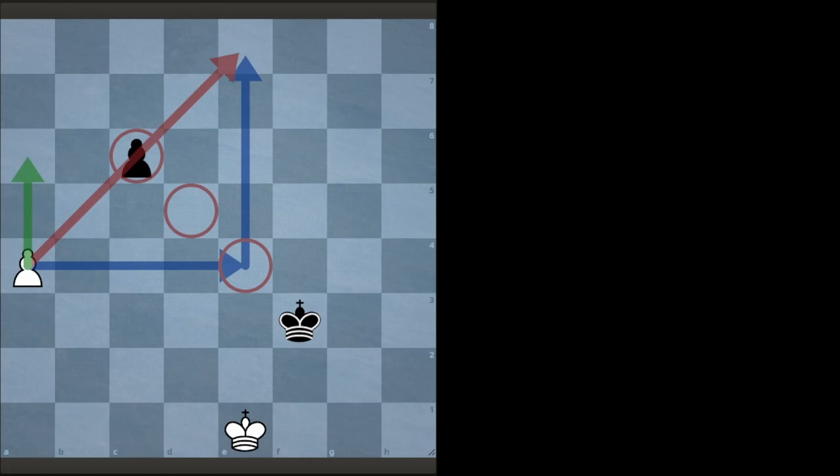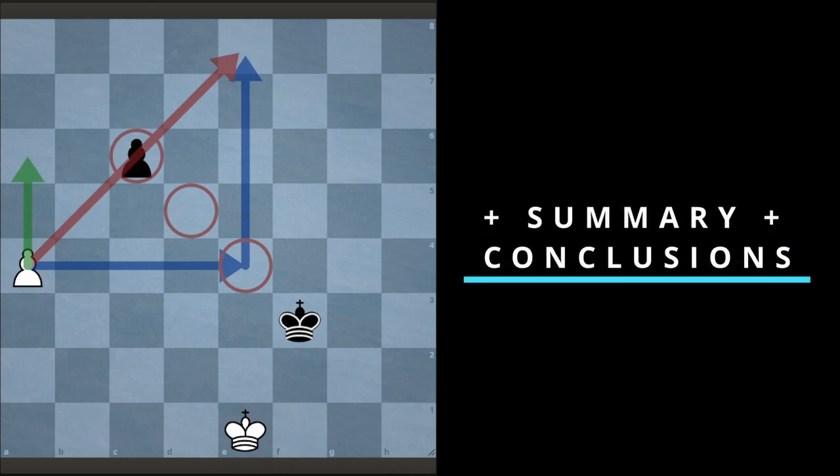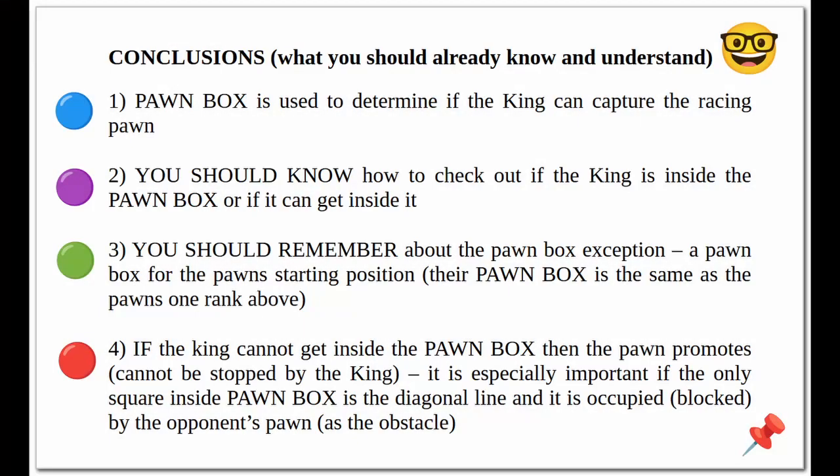And now some conclusions you would like to know that you learned from this video. What are the conclusions? You should know already and understand the following points. The pawn box is used to determine if the king can capture the racing pawn. Another one, you should know how to check if the king is inside the pawn box or if it can get inside it. The third one, you should remember about the pawn box exception, a pawn box for the pawn's starting position, and remember the pawn box is the same as for the pawn that is one rank above.